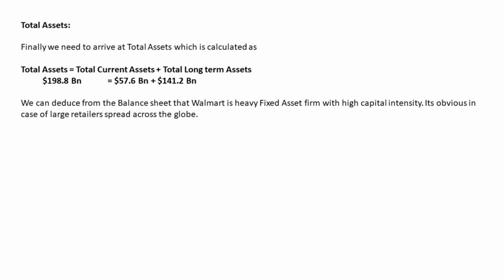Obviously, it's got a lot of capex done, and it is almost significant, right? We can see two-thirds of the assets are in long-term assets, and it's obvious in the case of large retailers which are spread across the globe. So that brings us to the end of the balance sheet analysis for the asset side of the firm, and next we will get into the liability side and equity side. Hope this was quite informative in terms of understanding the balance sheet on the asset side.